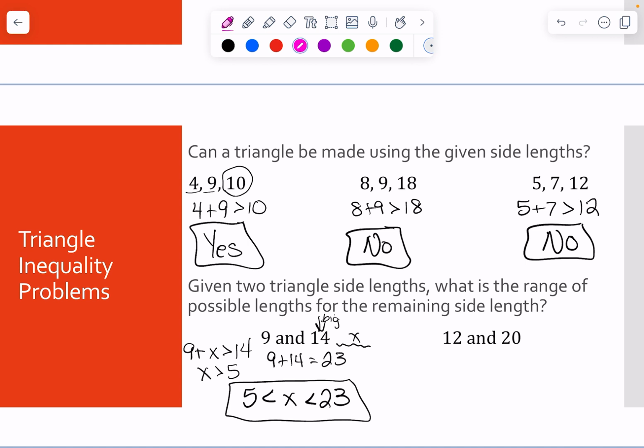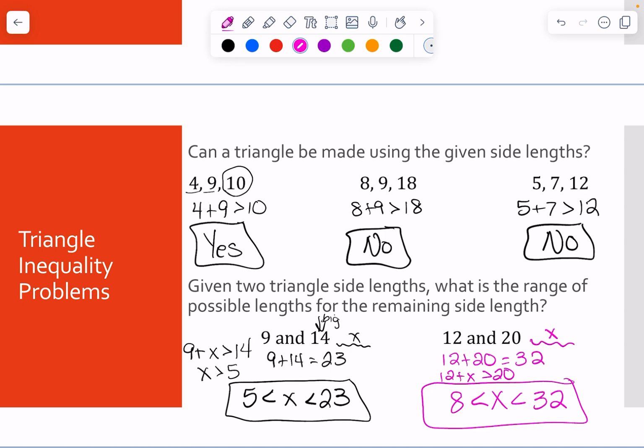Okay, we can do something very similar. So if we assume the third side is going to be bigger, and we add those two together, 12 plus 20, that gives us 32. So we know that third side, x, has to be less than 32. Likewise, if I know that 12 plus x has to be bigger than 20, then I know x also has to be bigger than 8. And that would be our inequality, giving our possible range of values for the third side.